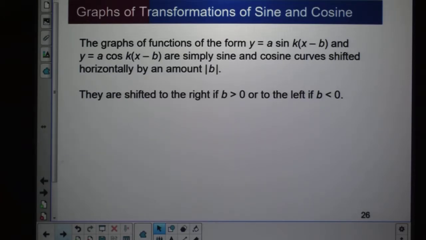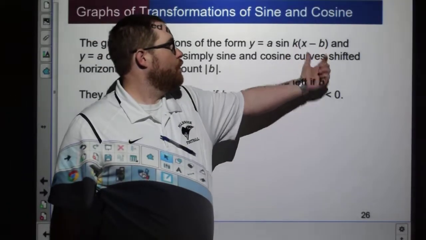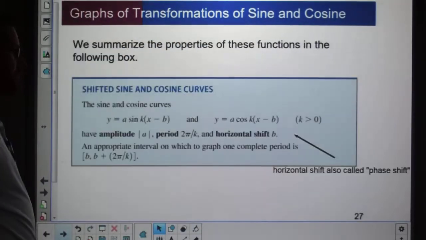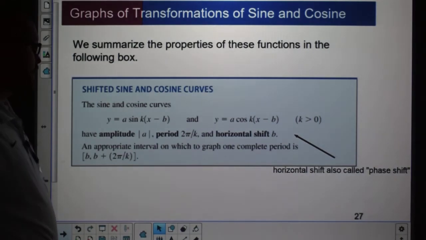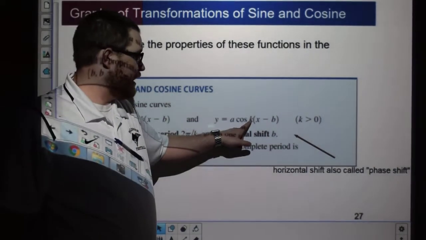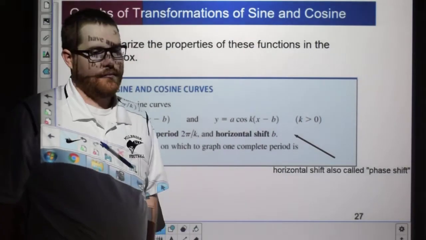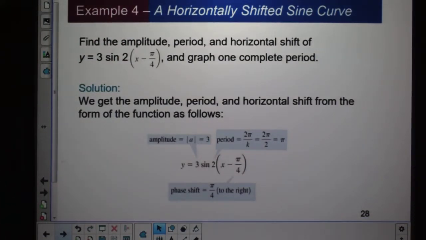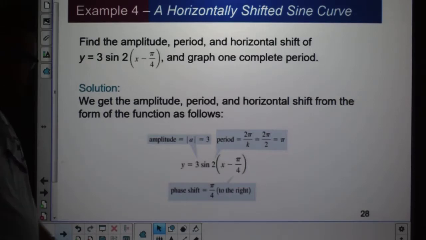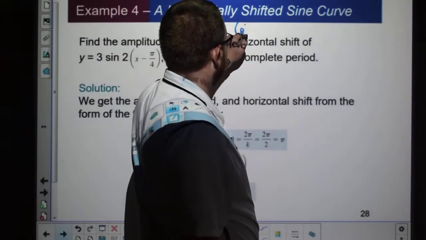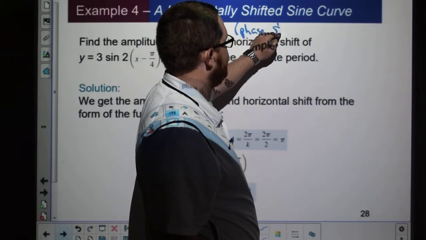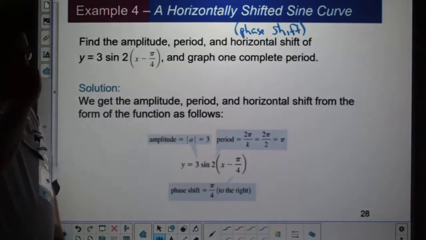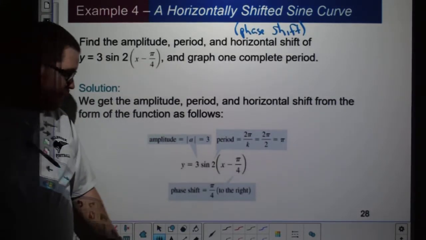Okay? What about if we add or subtract with the x? Well, this is just going to move it left and right, opposite of the sign. We call that the phase shift, a horizontal shift or a phase shift. Notice that I've got to factor the k out of this problem. Okay, so find the amplitude, the period, and the horizontal shift or the phase shift. I've seen it called both, so I need you to get used to it. Of this graph, and graph one period.